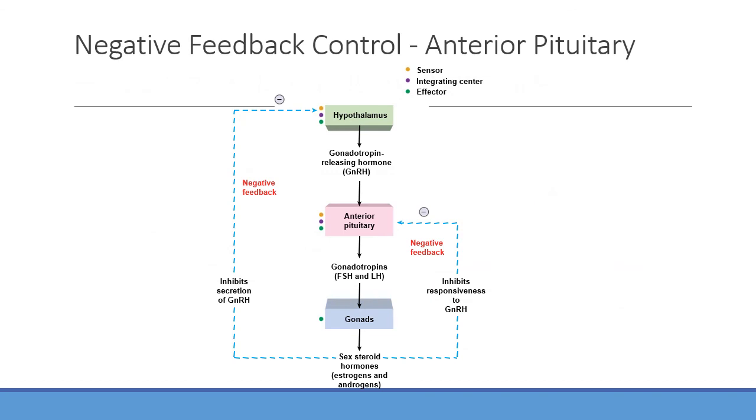Okay. Again, it kind of shows you the same thing we're talking about here. So again, having estrogens and androgens, they can feed back and not only inhibit the hypothalamus, but they can also feed back and inhibit the anterior pituitary. So you can hit it at two different levels there to stop further release of the FSH and LH.